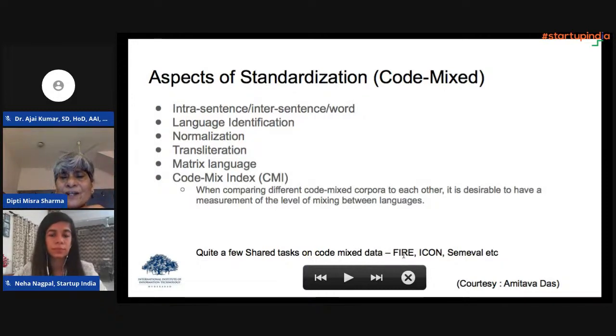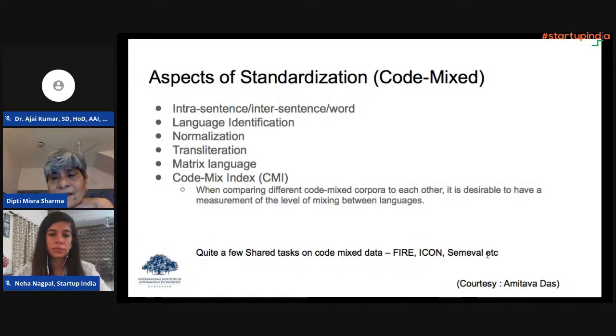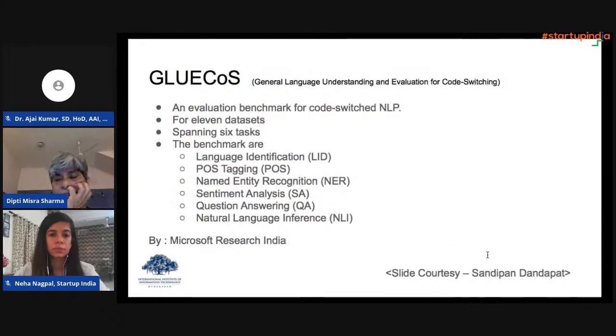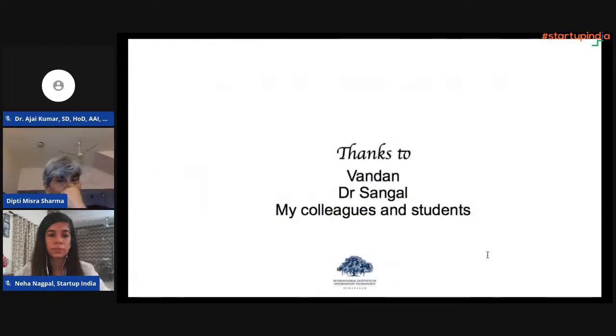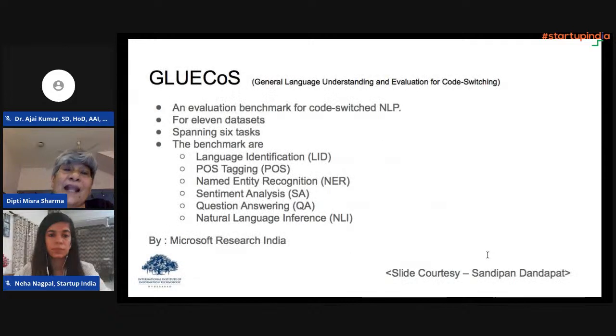There are shared tasks which have been conducted earlier. FIRE, ICON, SEM-EVAL, these are the places where shared tasks are conducted, and one finds standard data sets. This slide I got from Amitabh Das. This is some kind of code mixed corpus that Microsoft Research India is trying to come up with. And that's it. That's where I end.